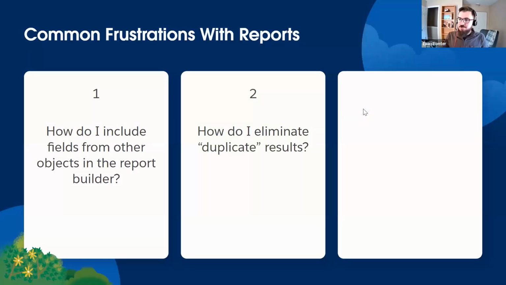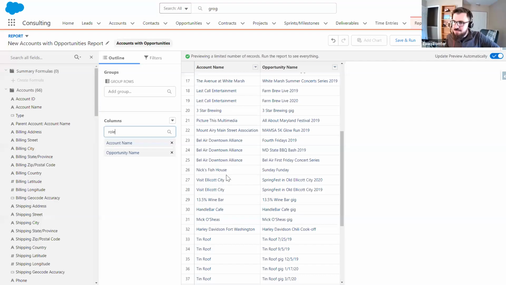Common frustration number two is how do I eliminate what seems to be duplicate results in my report? As I'm looking through this, I see that the same account is showing up multiple times. This Bel Air Downtown Alliance shows up 3 times here. Last Call Entertainment shows up twice.